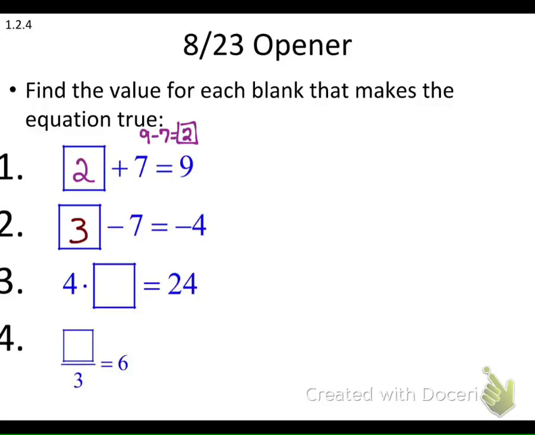All right, number 3 here. 4 times what equals 24? Danielle? 6. All right, raise your hand if you think you have this last one.